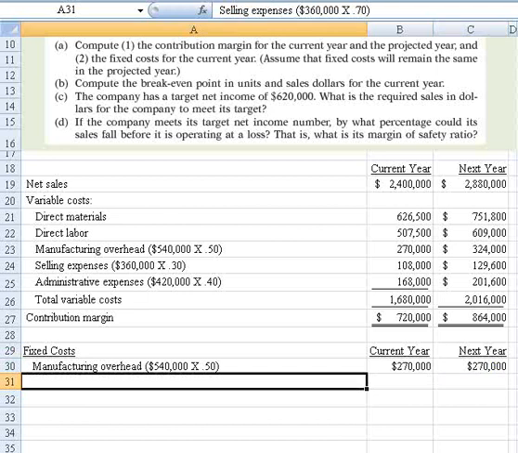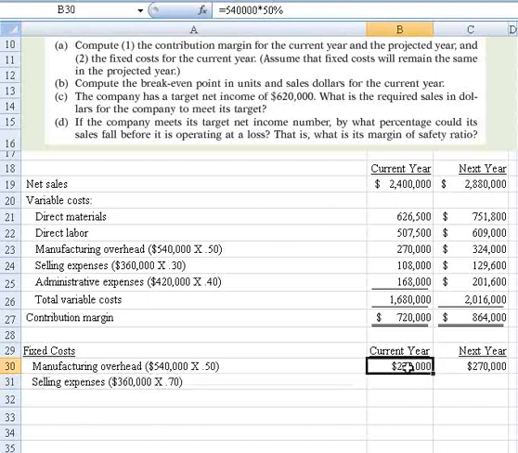Okay, then we need to bring in selling expense, which is 360,000 times 70%. So if we enter that, we'd enter 360,000 times 70%. I got 252,000, and of course, the fixed portion would remain the same as well.